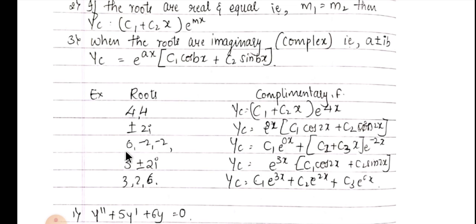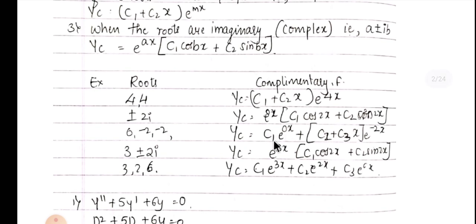Next, if the cubic equation is there, then I'll get three roots. Therefore, when the roots are 0, minus 2, minus 2, then here these two roots are equal and this is different. Therefore, the complementary function will be c1 into e to the power 0x plus (c2 plus c3x) into e to the power minus 2x. Similarly here the roots are real and distinct, therefore the complementary function will be c1 into e to the power 3x plus c2 into e to the power 2x plus c3 into e to the power 6x.